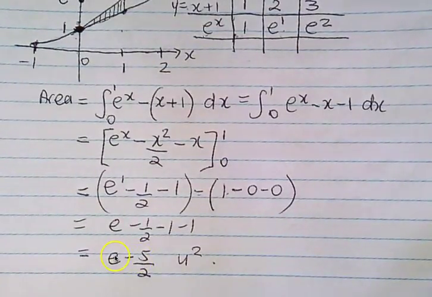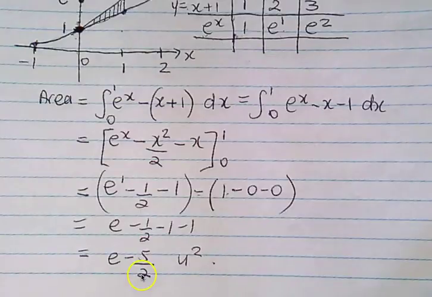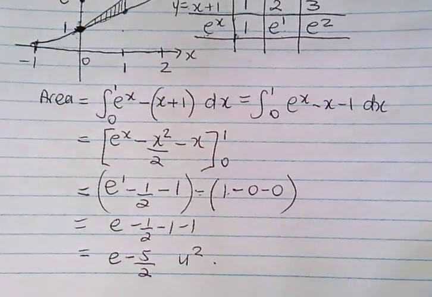Now remember, e is about 2.7, so it's like 2.7 minus 2.5. So it's about 0.2, the area. Quite small. We can see that it is quite small.